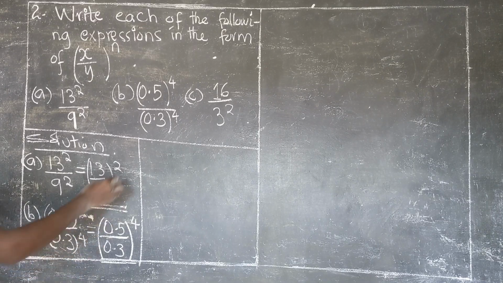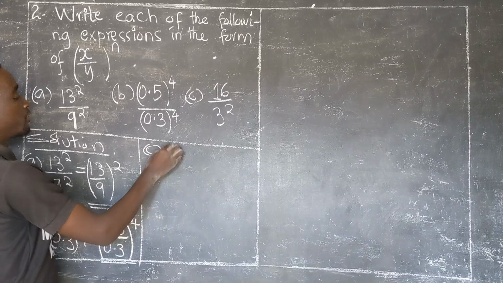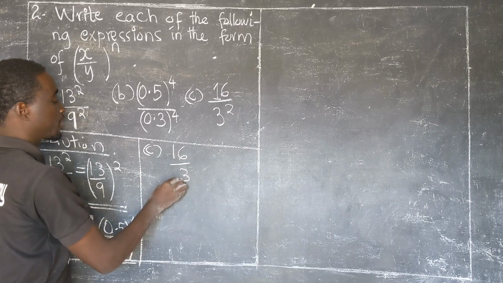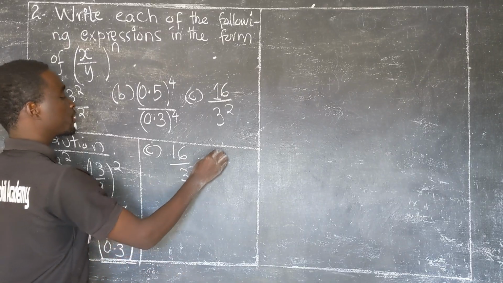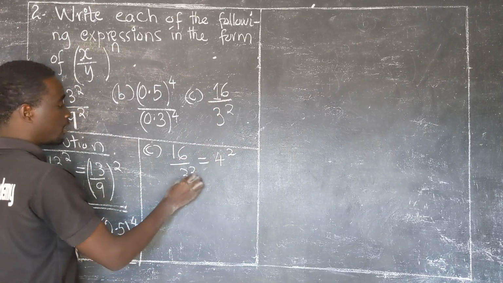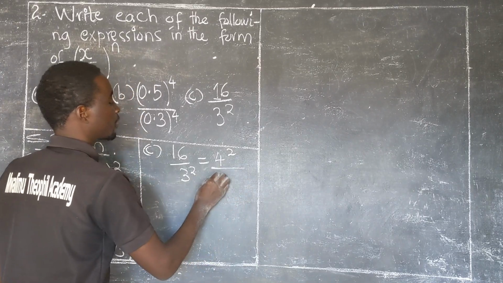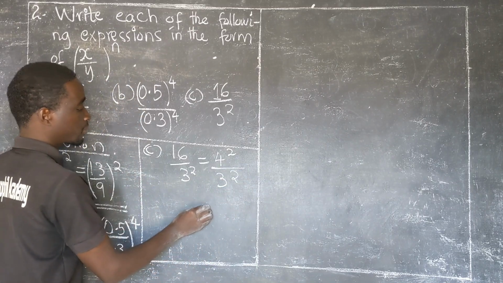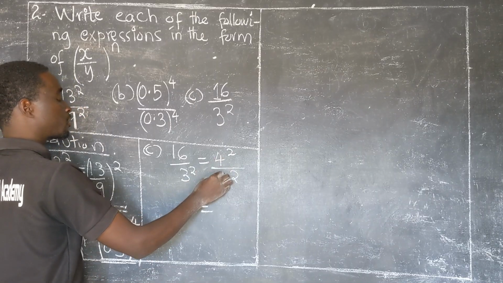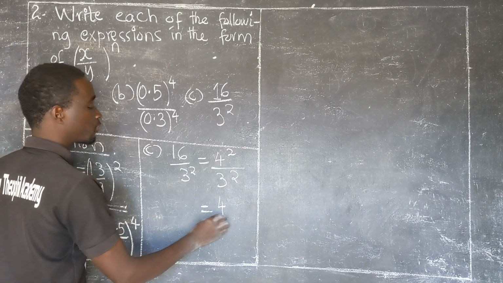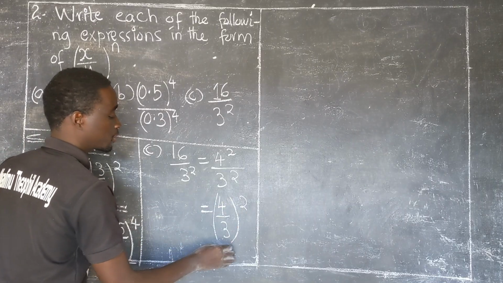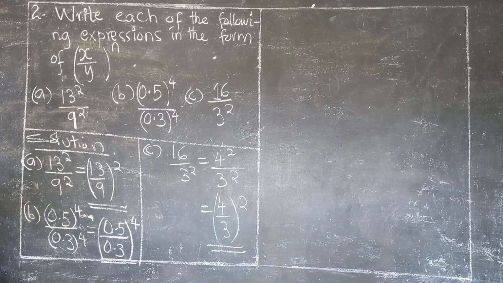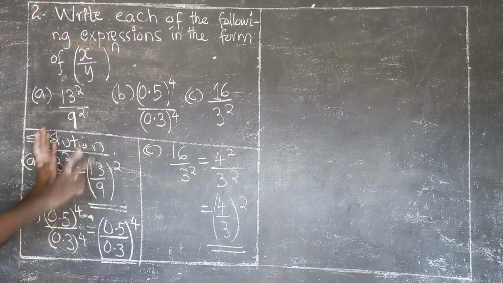This is the answer. But in C we are given 16 divided by 3 squared. This one will be equal to 16, which is 4 raised to exponent 2, divided by 3 raised to exponent 2. Now, as both have the same exponent, we take 4 divided by 3, then we raise to exponent 2. Now the answer will be 4 over 3 raised to exponent 2. This is the answer. Now, this is the solution for example 2.